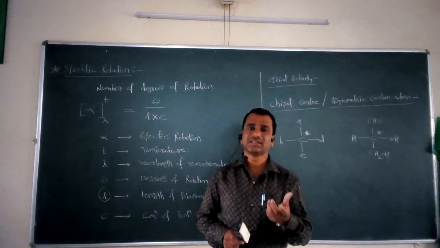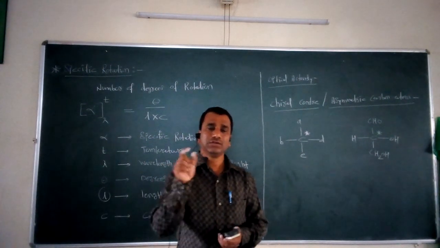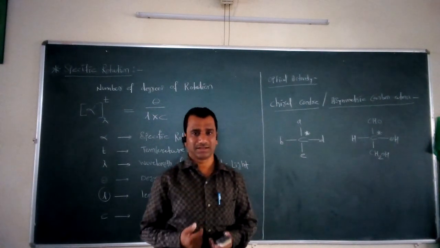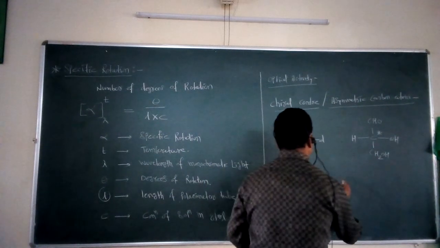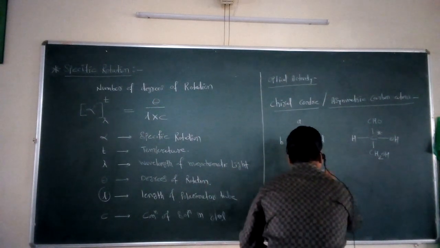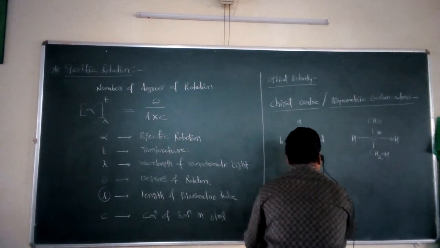In that situation, the molecule is treated as an optically active molecule. So this is the second condition, but we cannot say that every time your molecule is optically active if it possesses a chiral center. Suppose I take a second type of example.